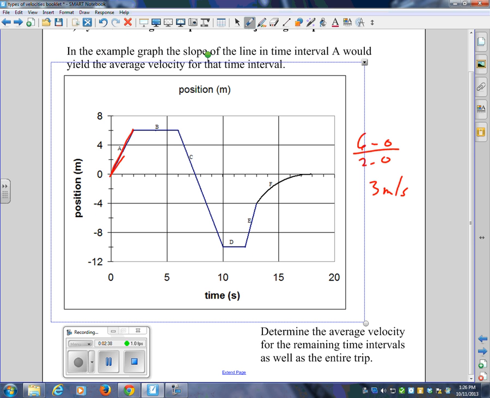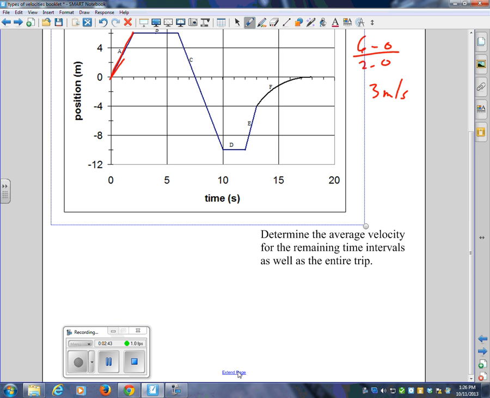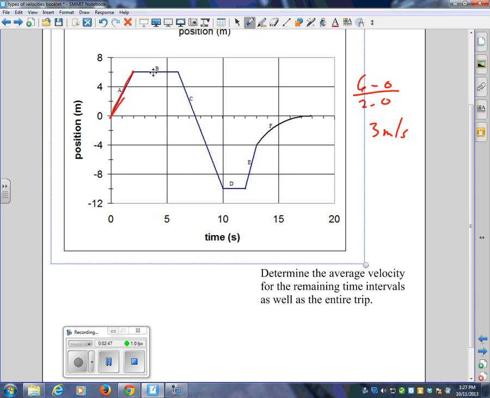Does yours say determine the average velocity for the remaining time intervals? Okay, how about you guys go ahead and do that while I quickly do my attendance. Go ahead and tell me what the average velocity for intervals B, C, D, E, and F are. Notice that F is curved.